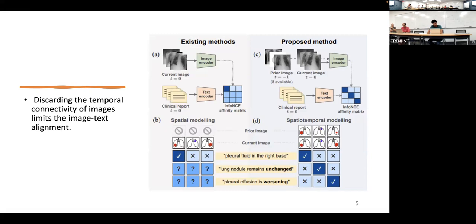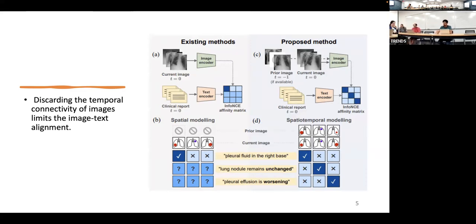If we talk about spatial modeling, which is B, for "pleural effusion is worsening," it's not able to get that alignment. But with spatio-temporal modeling, it is able to get that image-text alignment. So the only change to the common pipeline is that they added the previous image. Previously they had a baseline called BioViL, which just uses the existing image, one image. So they have just modified that architecture.